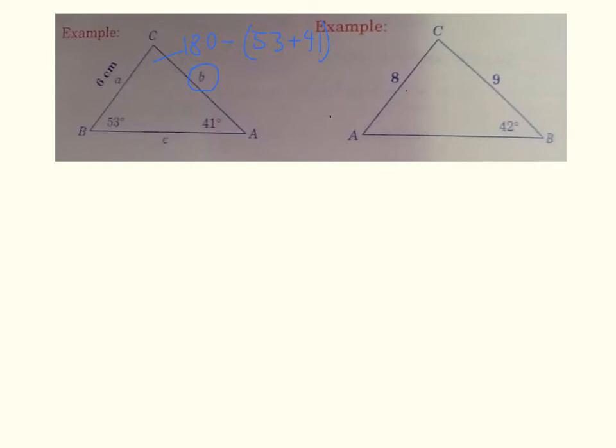I'm going to look at this here, and I know, without even performing this sum, that C is going to be the largest angle. So that means little c is going to be the largest side.